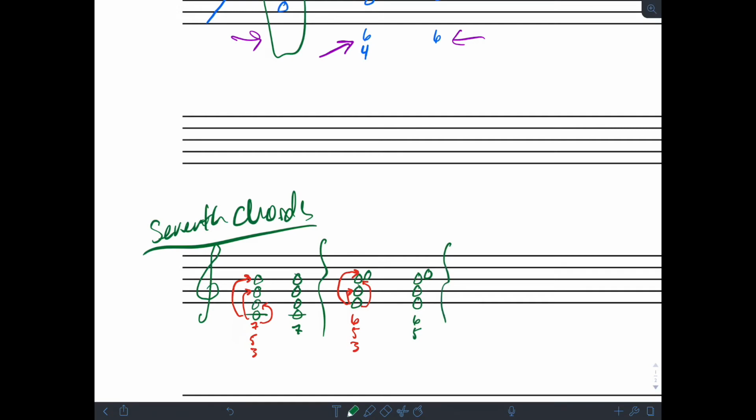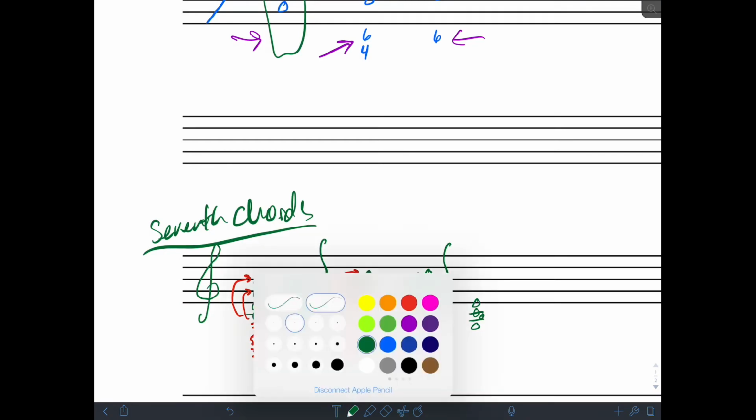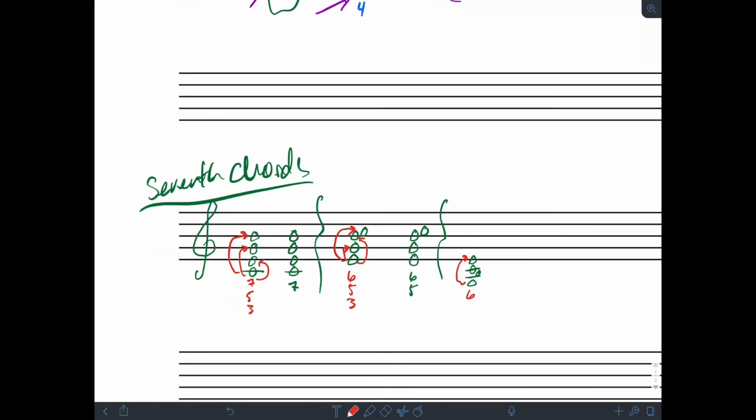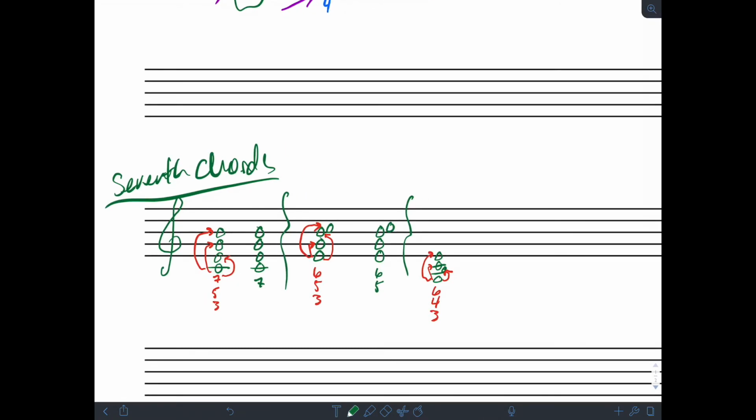Okay, and then for the second inversion, now I'll put the 5th in the bass. Just for fun, I'll put the 5th down here. Highest note above the low note here is a 6th, and then we still have a 4. Notice how it looks a lot like the second inversion of the triad, right? Because it's the same collection of notes. I just added the chordal 7th, which in this case happens to be a 3rd above the bass. Okay, so there's my second inversion 7th chord.